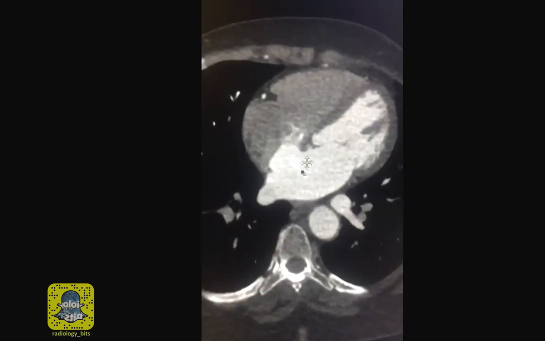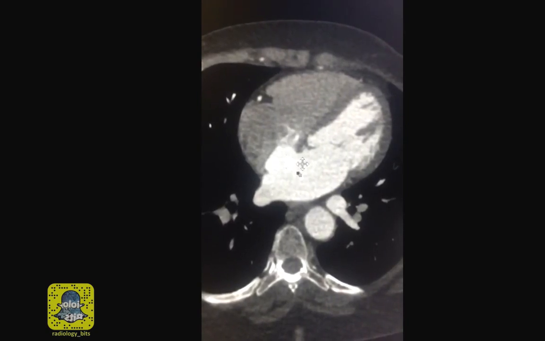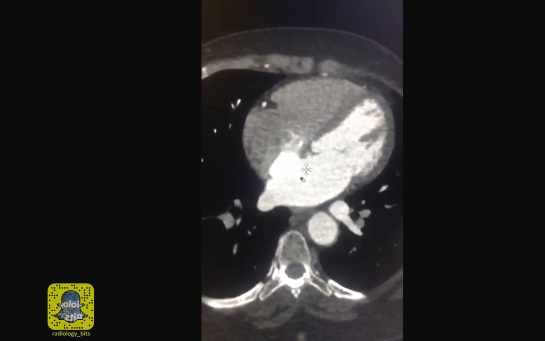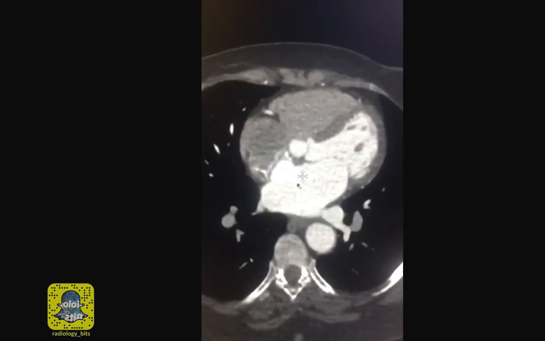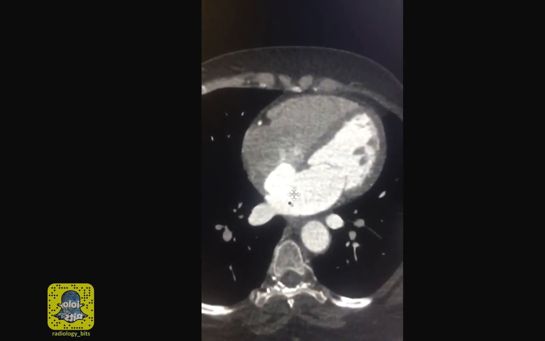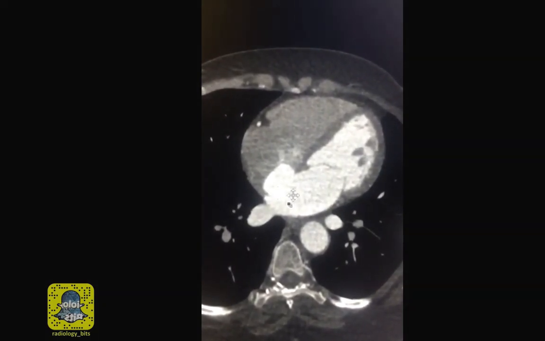To summarize, today's case is basically a show and tell case. We learned about an entity called atrial septal aneurysm. We also learned that it's a common incidental finding which may be associated with atrial septal defect or patent foramen ovale.